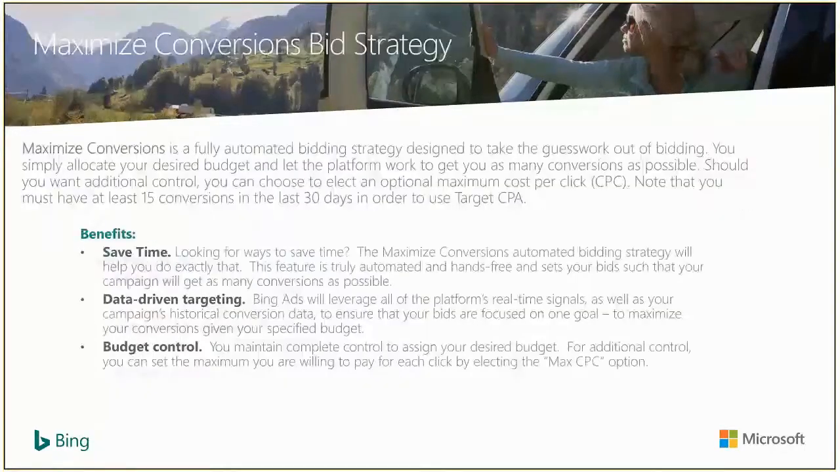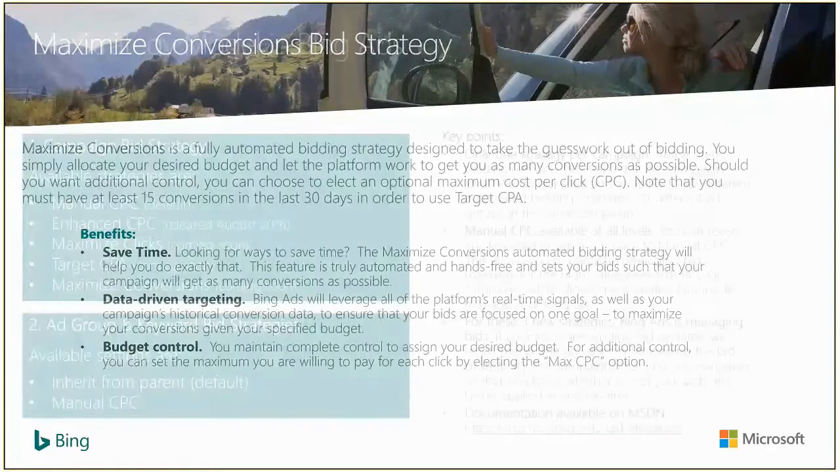Next slide. Third and finally, another way to optimize for conversions is the Maximize Conversions bid strategy. Maximize Conversions is similar to Target CPA, except it works to get you as many conversions as possible given your budget. And just like with the other strategies, you still have control over your budget, and you also have an optional maximum cost per click.